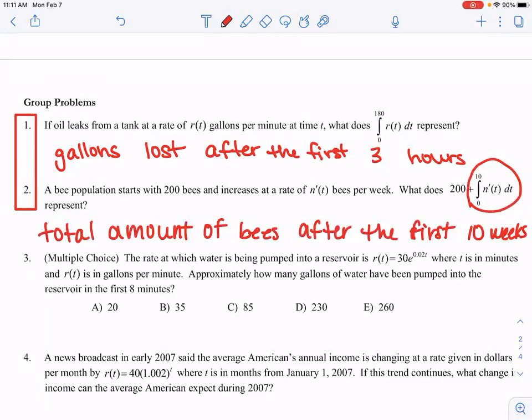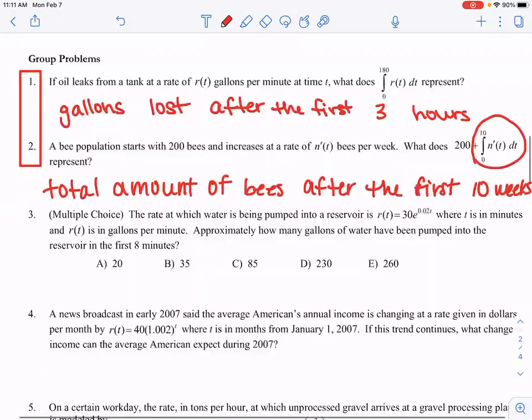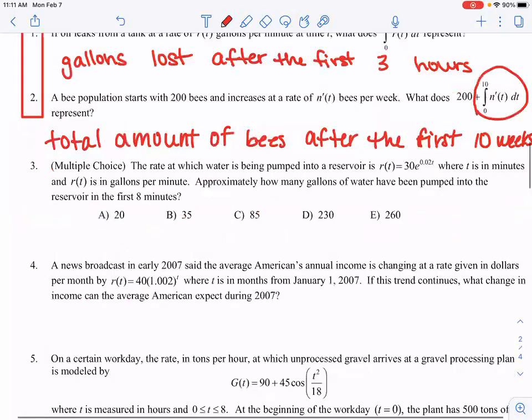Make sure you get the label of what this represents, amount of bees. Also, make sure you get the label of your limits of integration. 0 to 10 is represented in weeks. Do you see the difference in the two? This one, we're just talking about how much has changed. Here we have the initial amount plus the change, so we have the total number of what we're talking about.